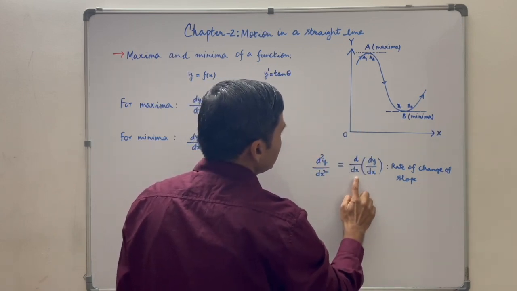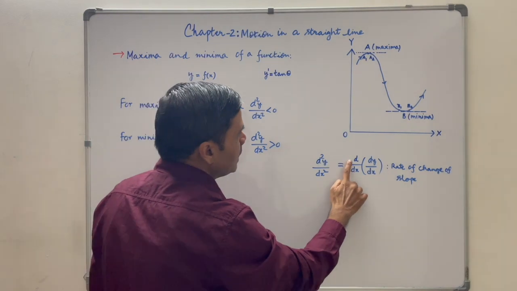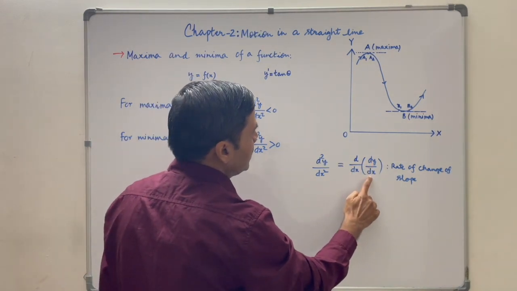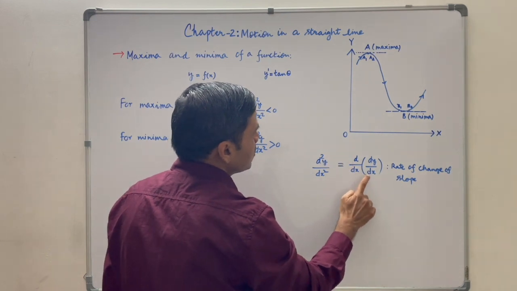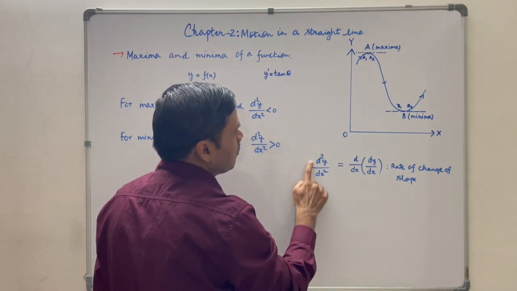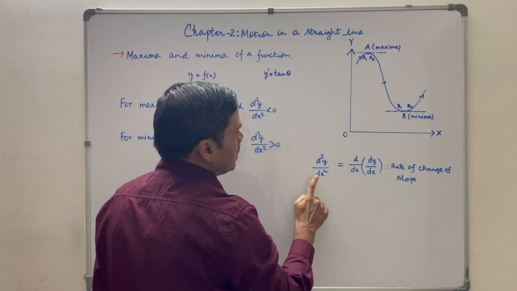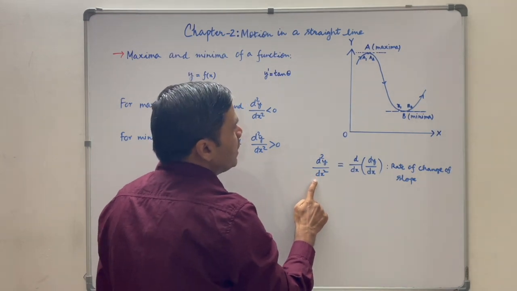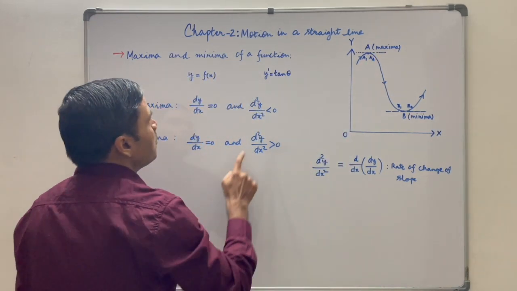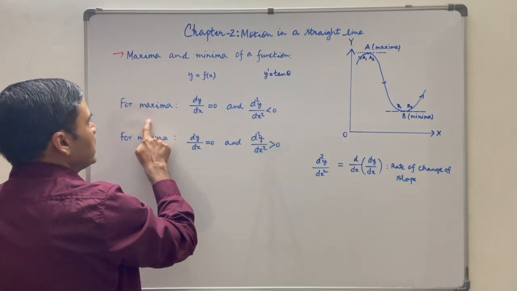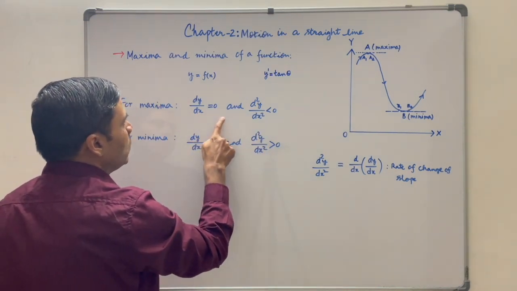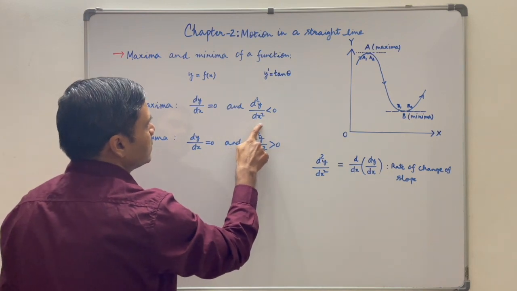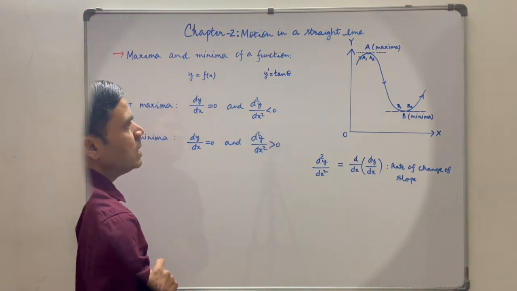So the rate of change of slope is given by d by dx of dy by dx, where dy by dx is slope. So the rate of change of slope, which is the double derivative of y, means d square y upon dx square, will be negative in case of maxima. So for maxima, there are two conditions: dy by dx is equal to 0 and d square y upon dx square is less than 0.